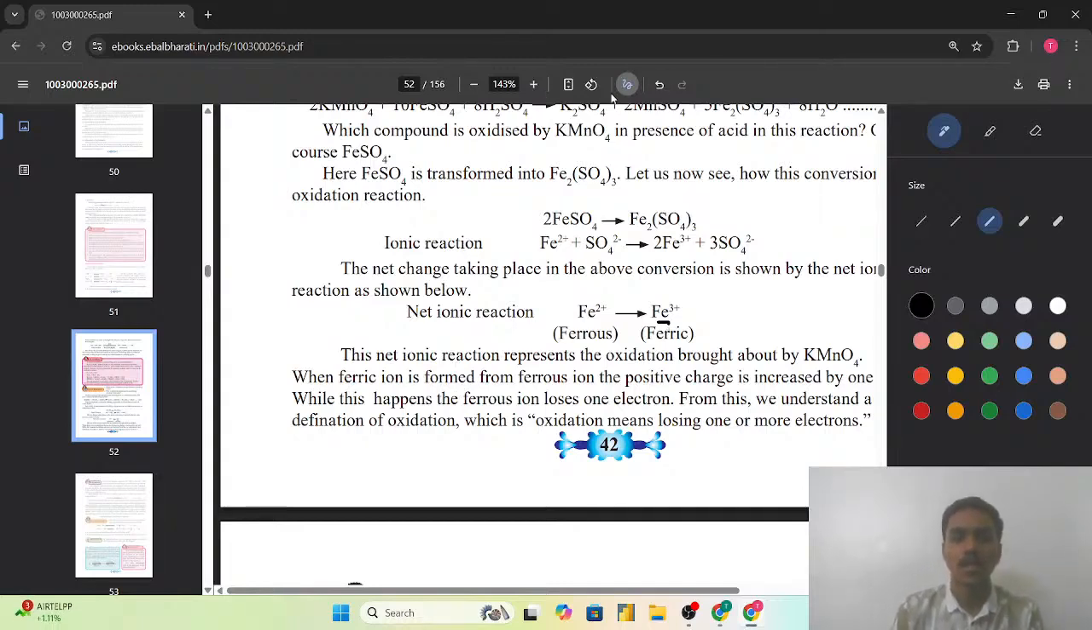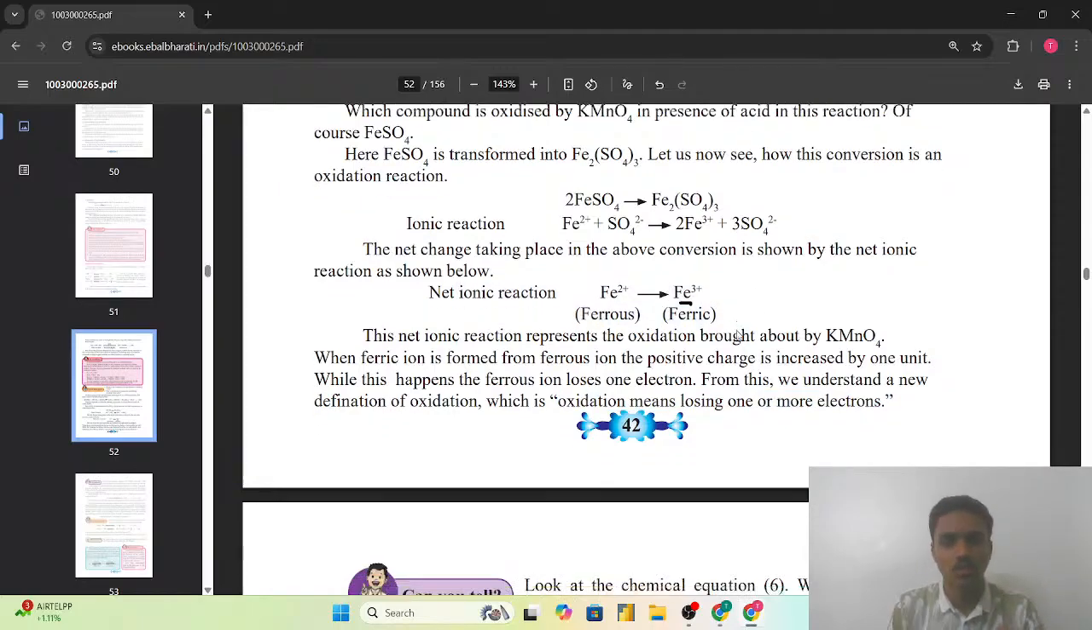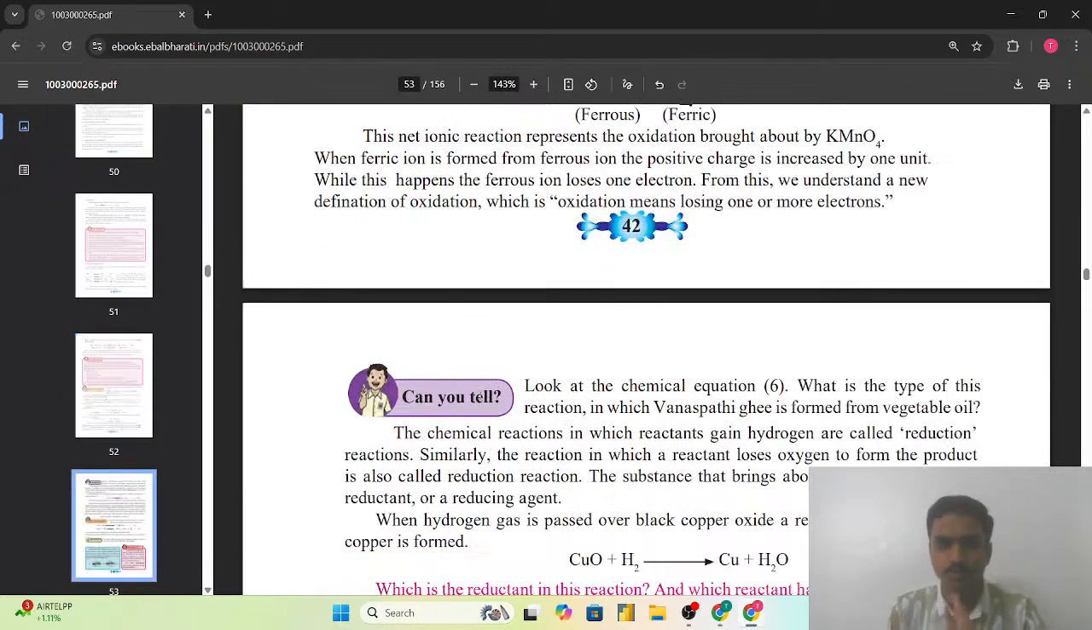ड्यू टू दिस दैट वी कैन सी हियर ऑक्सीडेशन मीन्स लूजिंग वन और मोर इलेक्ट्रॉन, मतलब एक और एक से ज्यादा इलेक्ट्रॉन्स जब रिएक्टेंट जो है वो अगर दे देता है, देन दैट लीड्स टू द फॉर्मेशन ऑफ द new compound, new element with the new charge of the cation that is called as the oxidation reaction. Clear up to this?